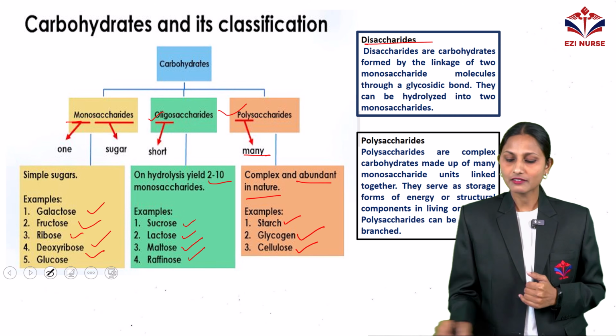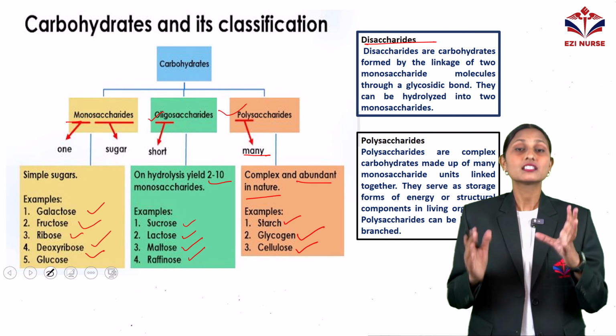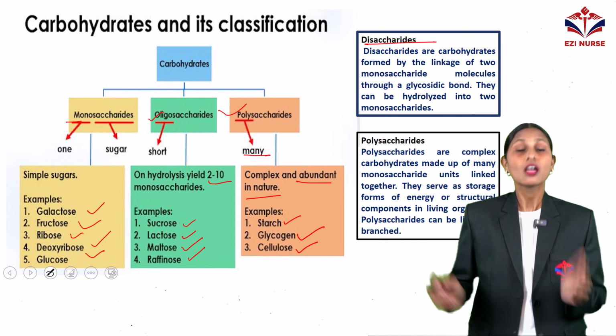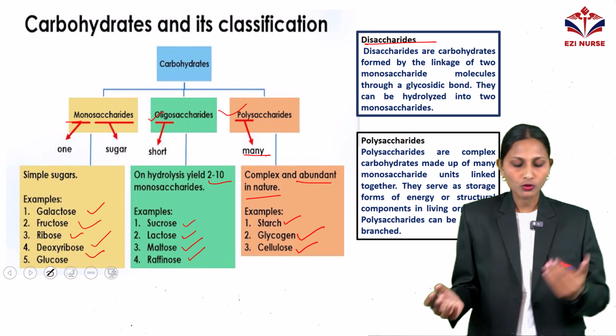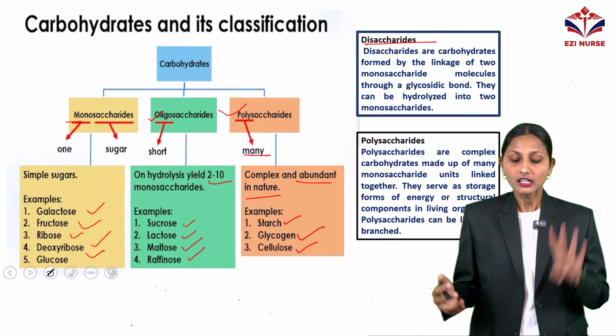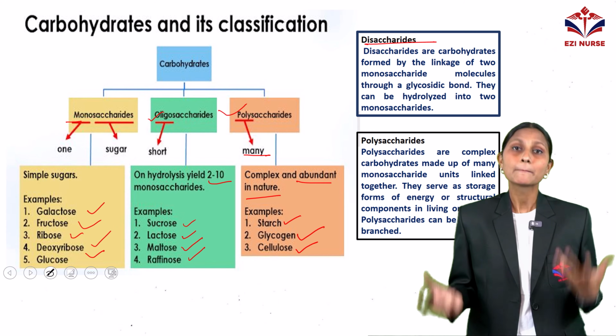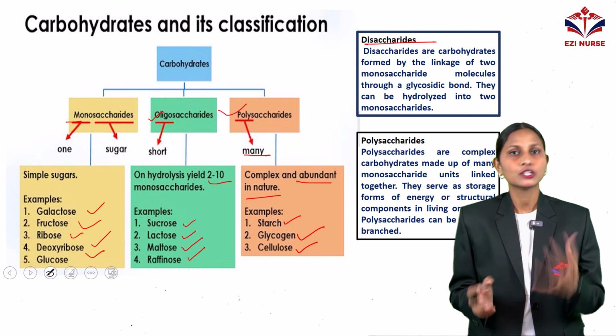Here it is given, disaccharide. Disaccharide is one of the most important classifications. After monosaccharide, you can write disaccharide also. After that, you can go for oligosaccharide and polysaccharide. So you can mention these four classifications while you draw the diagram in your exam.